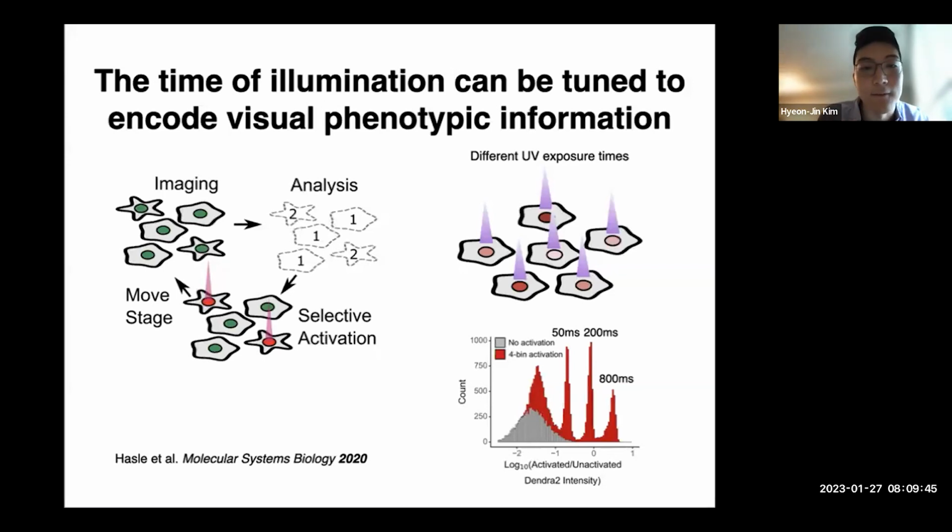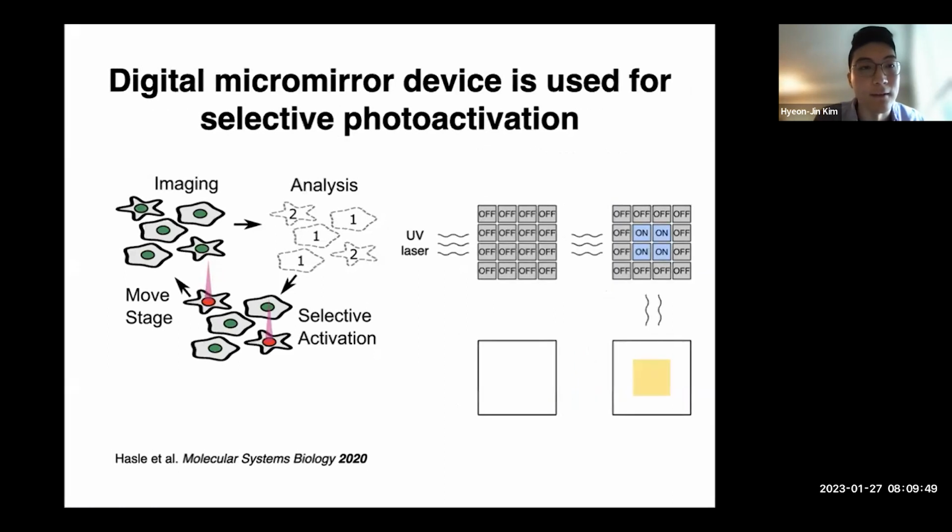And the selective activation is done by the use of a digital microarray device, which is an array of a bunch of mirrors that can either turn on and off, so that sometimes you can get UV light to go through in some regions and not in others. So you can control when and where the cells are activated in the field of view to allow for selective activation.